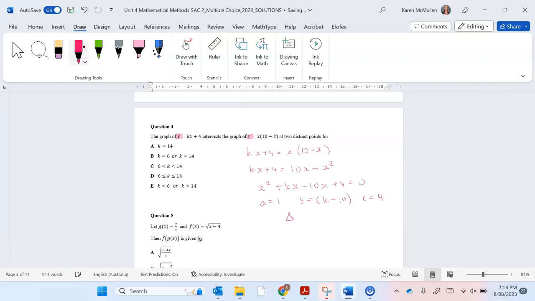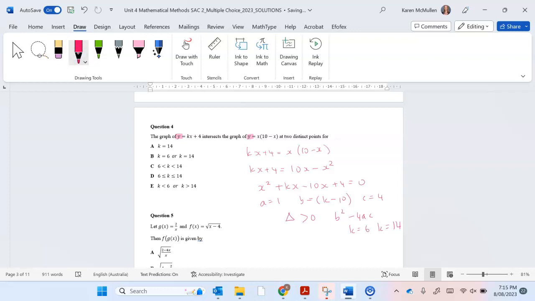So your discriminant has to be greater than 0. And I'm sneakily looking at my page while I'm doing this. So b squared minus 4ac is your discriminant. And you do get k equals 6 and k equals 14. So we want it to be less than that.